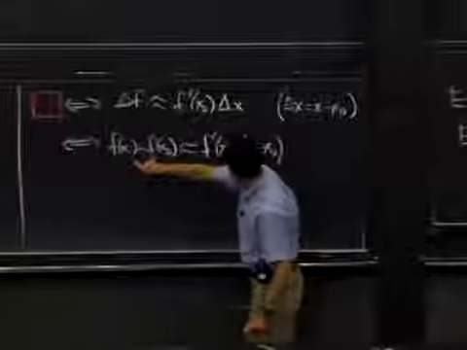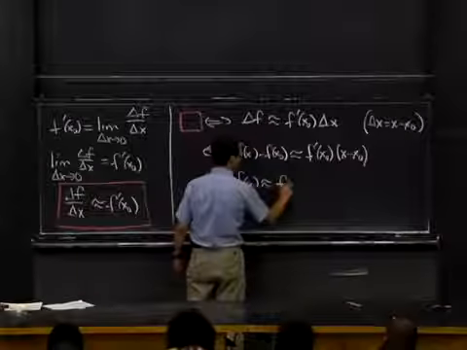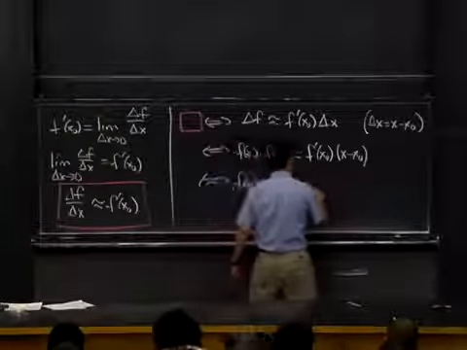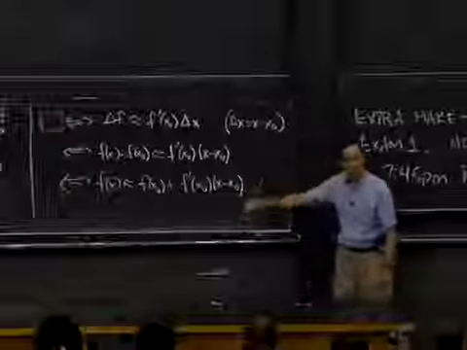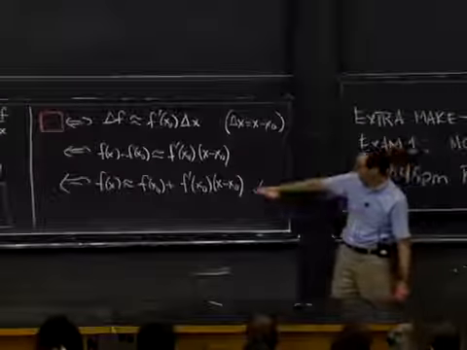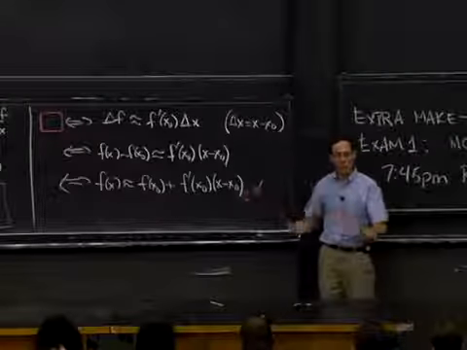And now the last step is just to put the constant on the other side. So f of x is approximately f of x0 plus f prime of x0 times x minus x0. So this is exactly what I had just to begin with. All right? So these two are just algebraically the same statement. There's one other way of looking at it.